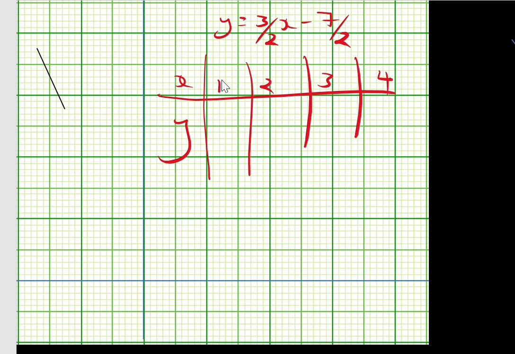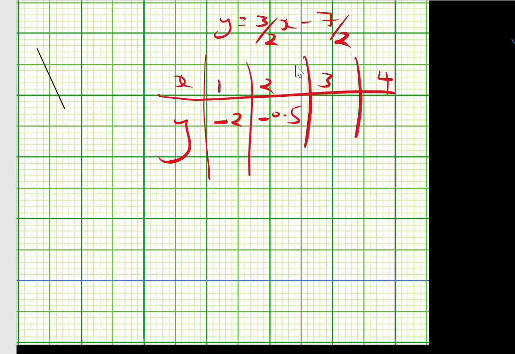Where we have x, we put 1, and then we get the value of y, because y is equal to 3 over 2 x minus 7 over 2. When x is 1, it will be 3 over 2 minus 7 over 2, and the answer is negative 2. So y is negative 2. When x is 2, it will be 3 minus 7 over 2. You get negative 0.5.